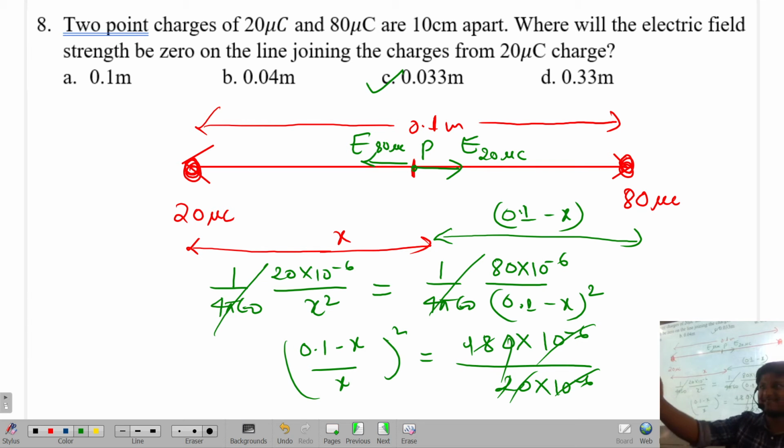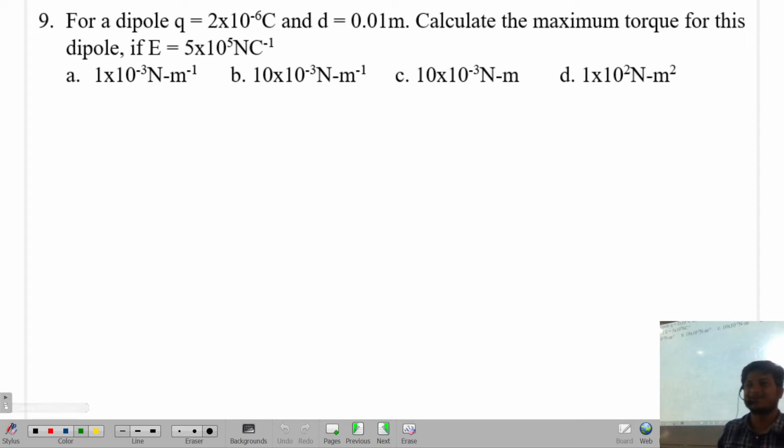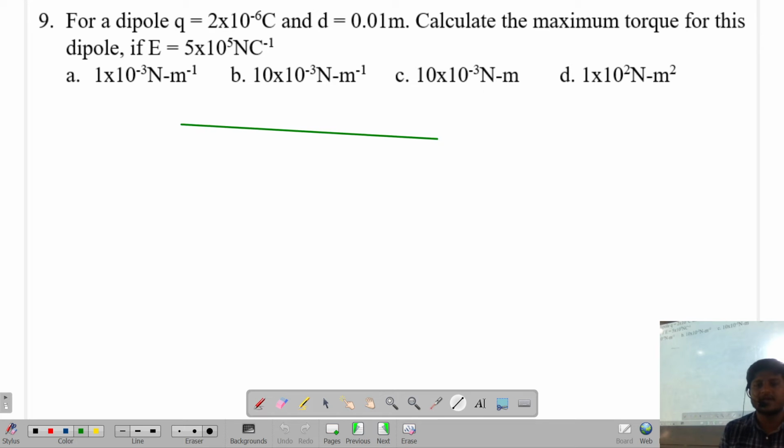Okay, moving to next question. Question number 9. Okay, question number 9. What it is saying, for a dipole, charge is given, distance is given, calculate the maximum torque for this dipole if electric field is. Hey, what is the maximum torque formula? If a particular, look over here, this is my electric field.